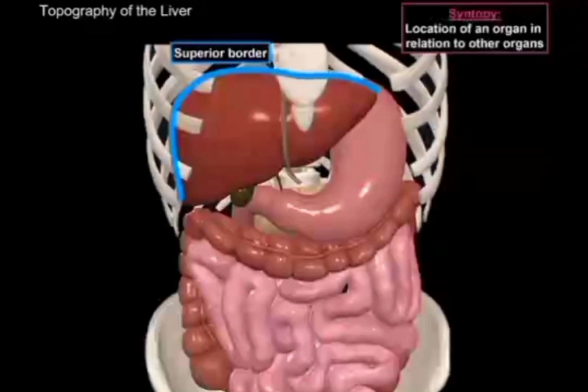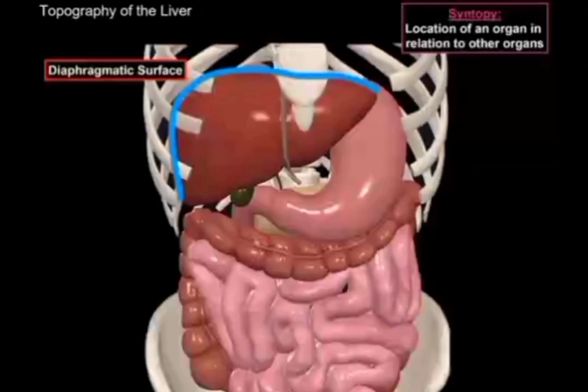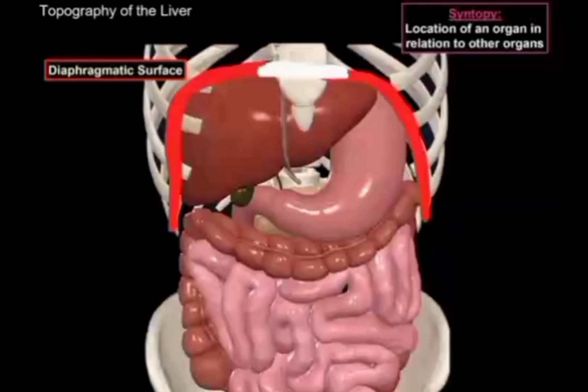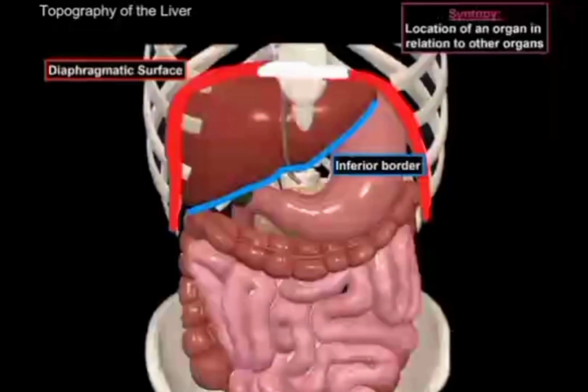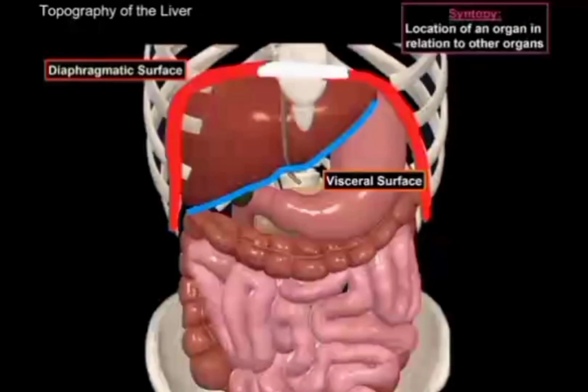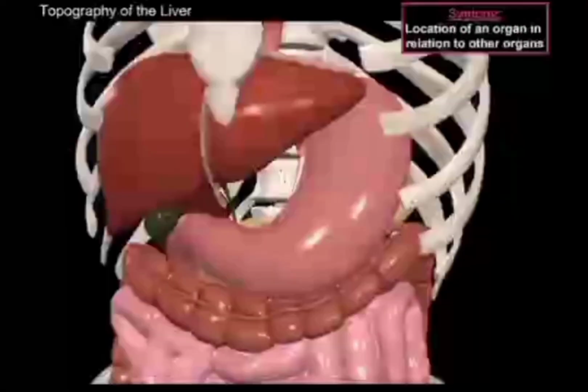Let's look at the superior border first. This is the surface we call the diaphragmatic surface, because you will find this perfectly drawn diaphragm resting on it, as you see here. And then the inferior border, we call this the visceral surface, meaning the surface that faces different organs. So let's go ahead and zoom in.